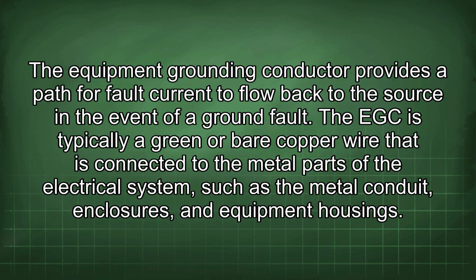The equipment grounding conductor provides a path for fault current to flow back to the source in the event of a ground fault. The EGC is typically a green or bare copper wire that is connected to the metal parts of the electrical system, such as the metal conduit, enclosures, and equipment housings.